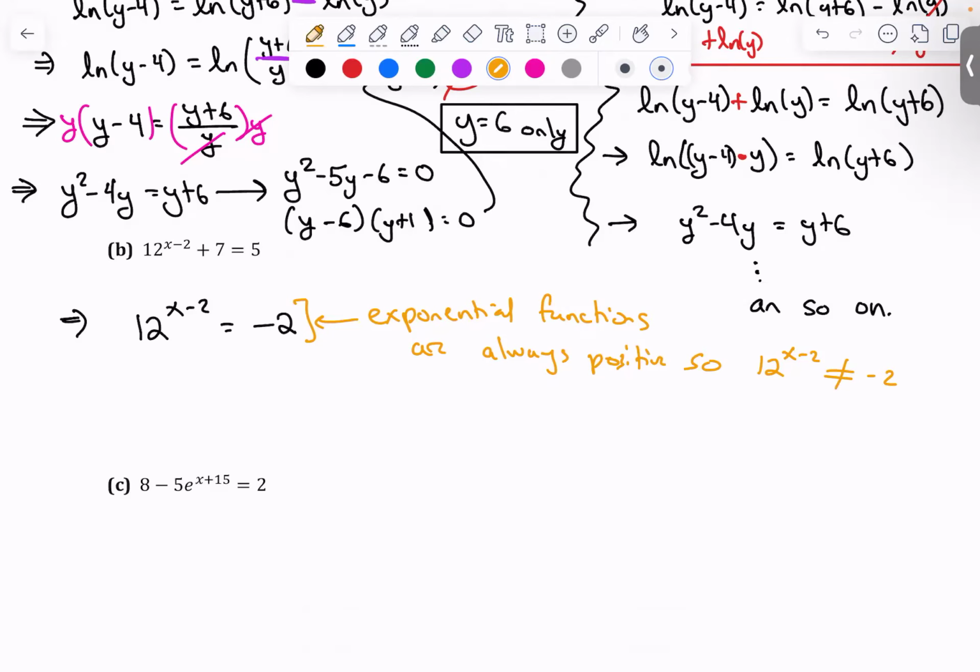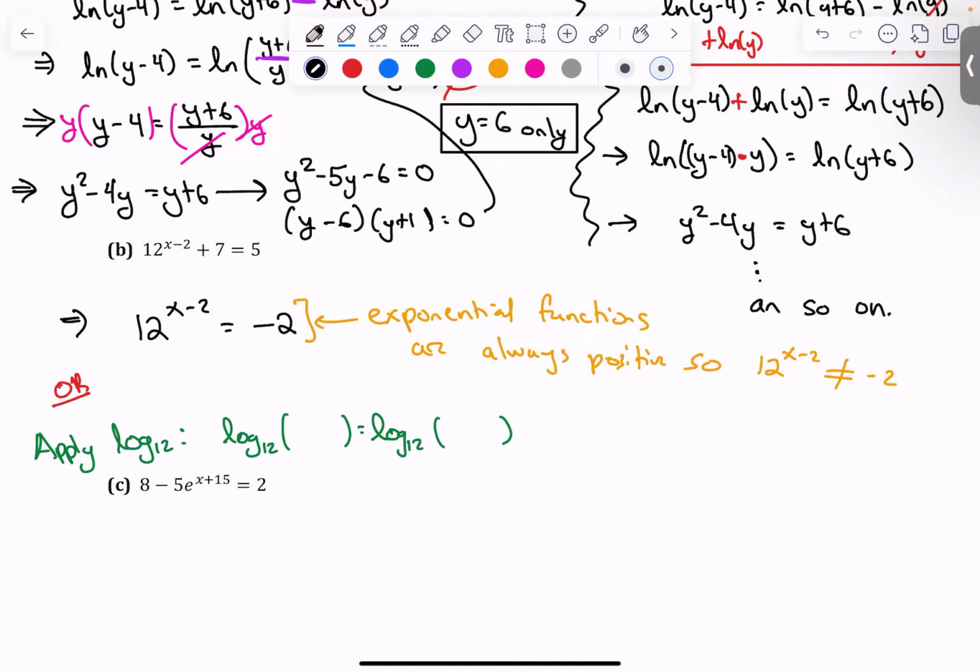Now, if you don't recognize that off the bat, that's okay. You can still try and do the whole kit and caboodle. You can still try and apply the natural log, just watch what happens. If I apply log base 12, I get log base 12 of the left-hand side equals log base 12 of the right-hand side. So log base 12 of 12 to the x minus 2 equals log base 12 of negative 2, and this doesn't exist. So there's no solution.